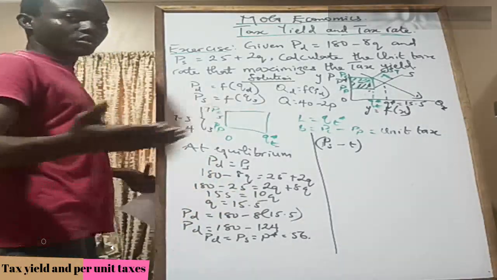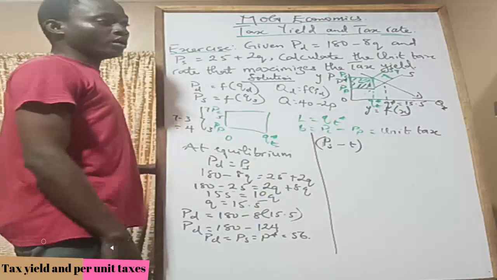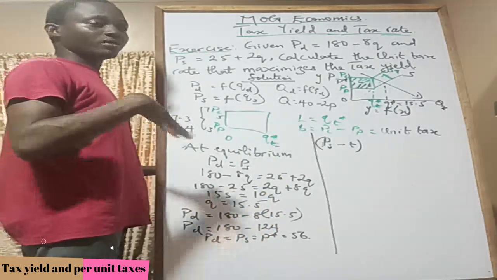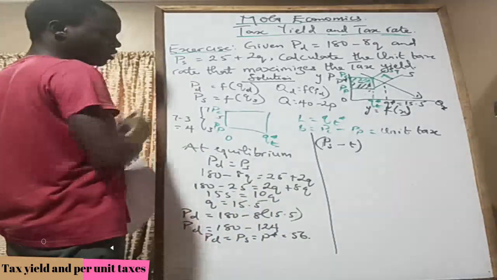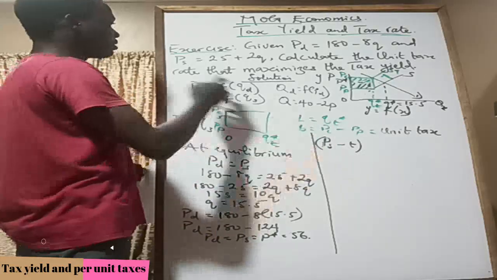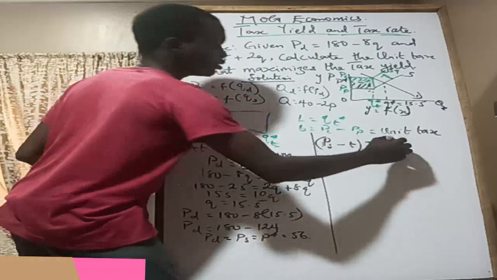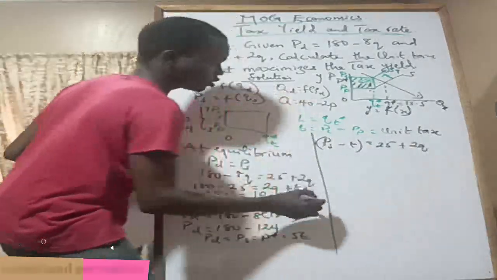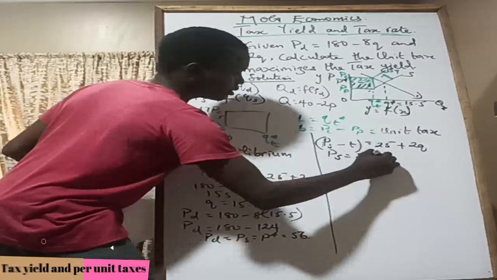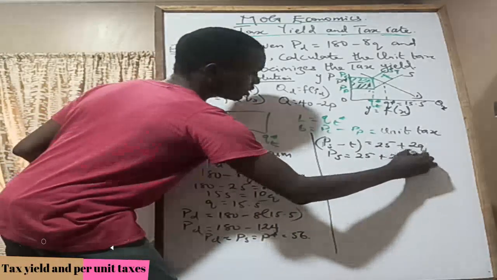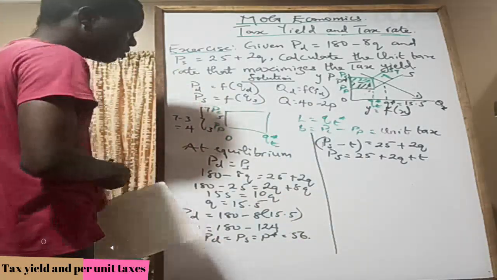So for every unit that is being sold, the seller has to remove tax and then pay to the government as well. So the price that the seller will be receiving now after tax will be lower compared to the price before tax. All right, so this is going to be the new inverse supply function. PS minus T equals 25 plus 2Q. So PS is equal to 25 plus 2Q plus T. Okay, so this is PS.